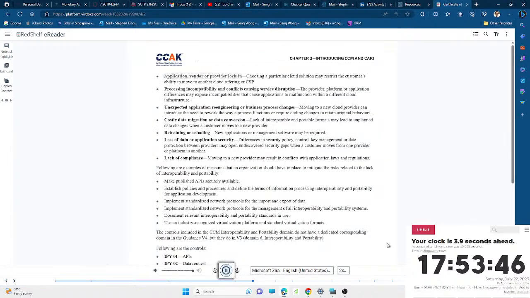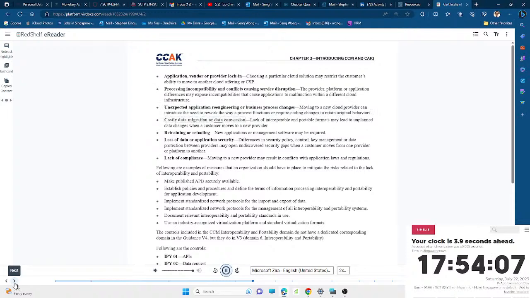Application, vendor, or provider lock-in. Choosing a particular cloud solution may restrict the customer's ability to move to another cloud offering or CSP. Processing incompatibility and conflicts causing service disruption. The provider, platform, or application differences may expose incompatibilities that cause applications to malfunction within a different cloud infrastructure. Unexpected application re-engineering or business process changes. Moving to a new cloud provider can introduce the need to rework the way a process functions or require coding changes to retain original behaviors.